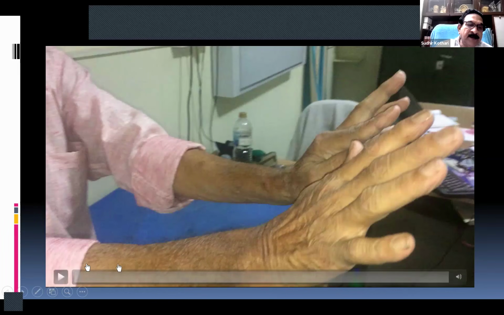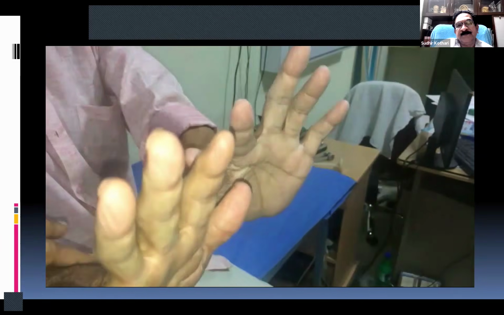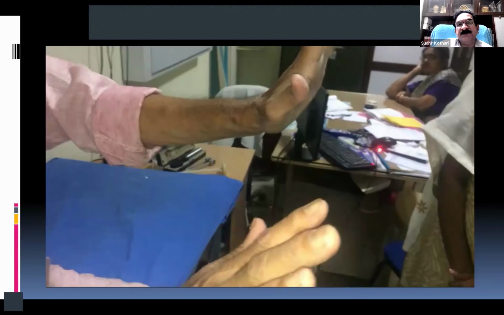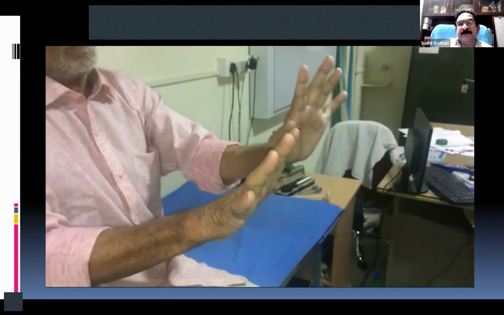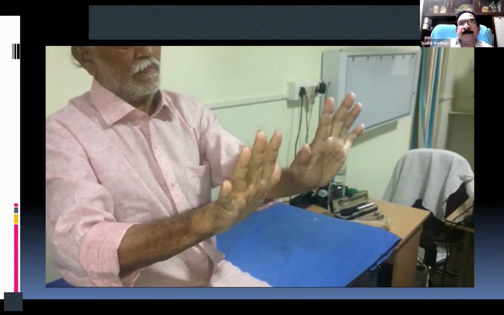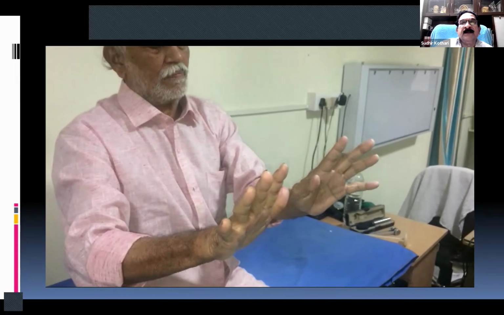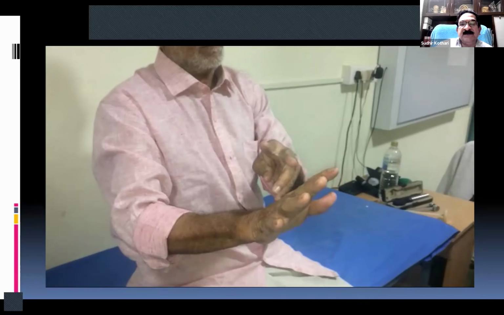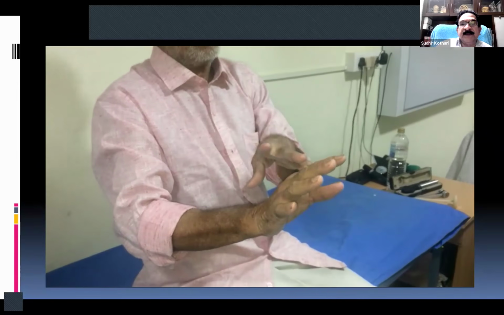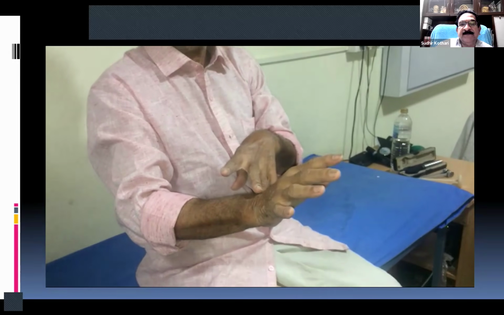So next, look at the hand now. Look at both hands. The left hand goes into athetotic dystonic posturing. He is continuously moving, even with eyes open. Ask him to close eyes, it becomes more. It goes upward a little bit. It's the dystonic posturing of the left hand.